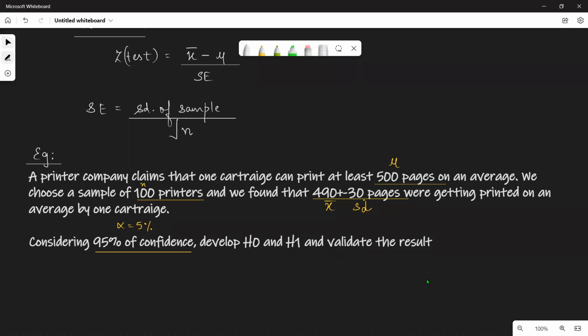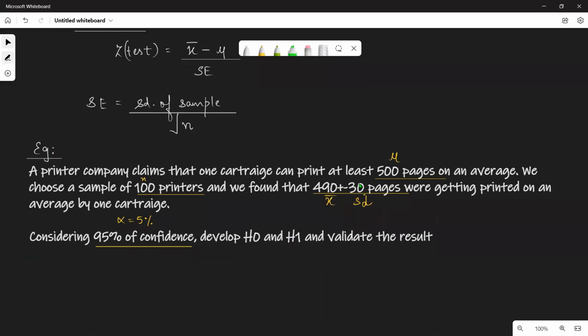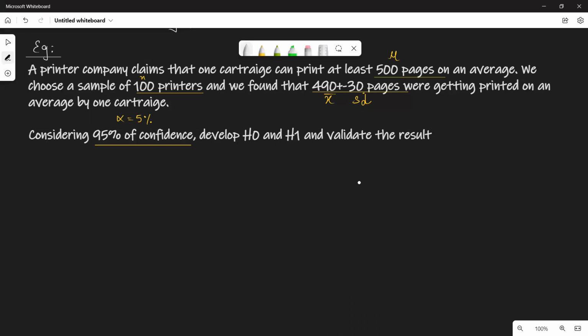Before I go to the Z-test, can you tell me what will be H0 and what will be H1? This is something that we did yesterday. I think you can give it a try. H0 is equal to 500 pages. So I can say H0: average pages is equal to 500. Sure?